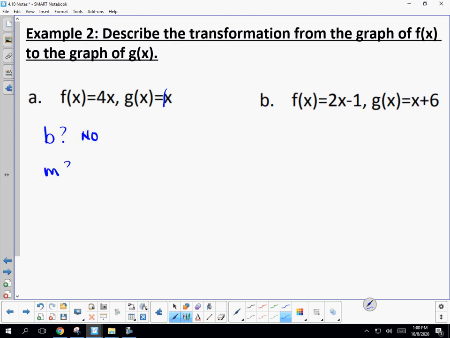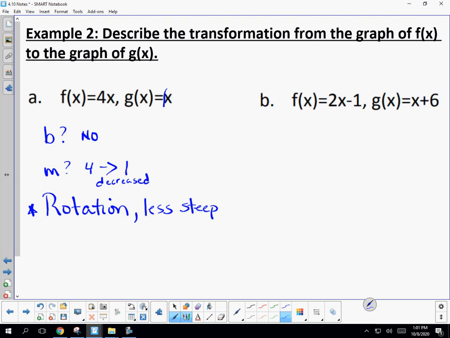Did my m value change? Yes, it did. It went from 4 to 1. But it didn't change signs. So I know the only transformation I have going on here is a rotation. And it's going to become less steep because it decreased. Okay, so that's the only transformation that has happened in letter A.